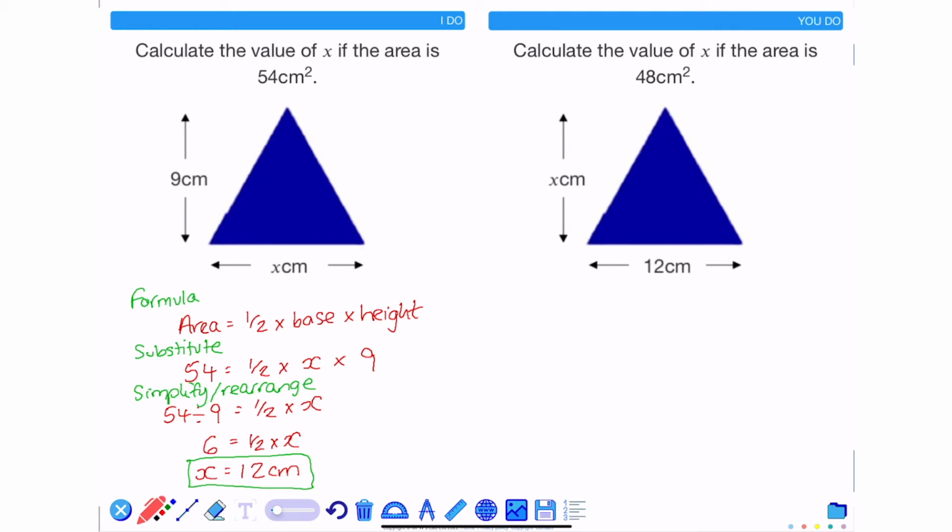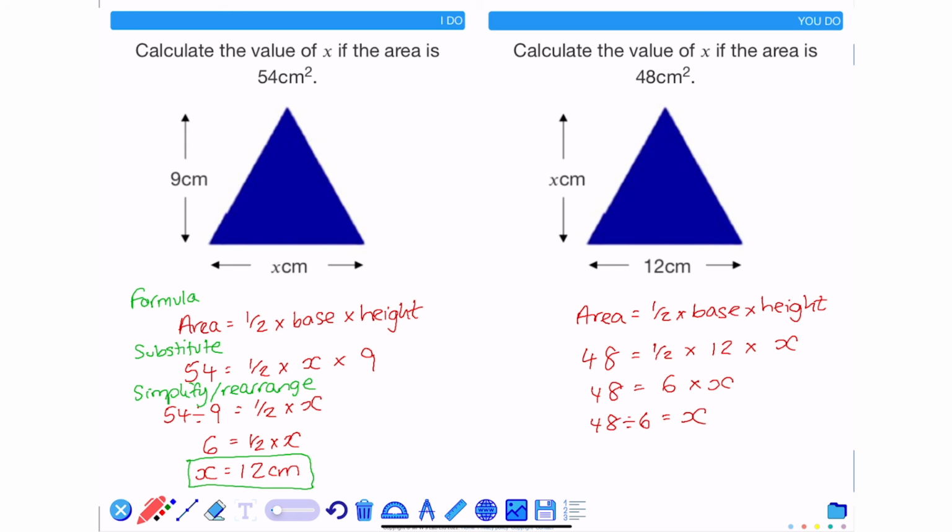So because this shape is also a triangle, the area is equal to a half of the base times by the perpendicular height. Substituting in the information that I know, the area is 48 and it's equal to a half of the base times by the height. Simplifying where I can, I see that a half of 12 is 6, and 6 times by x is now equal to 48. That means that 48 divided by 6 will now equal x, so x is equal to 8 centimeters.